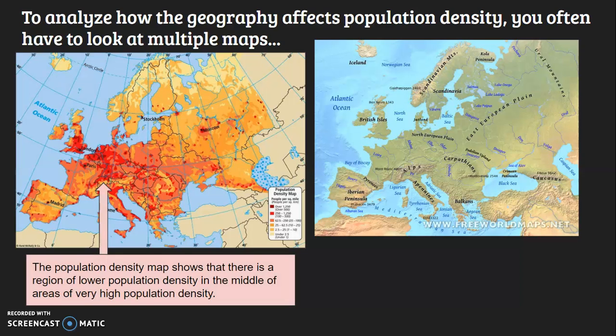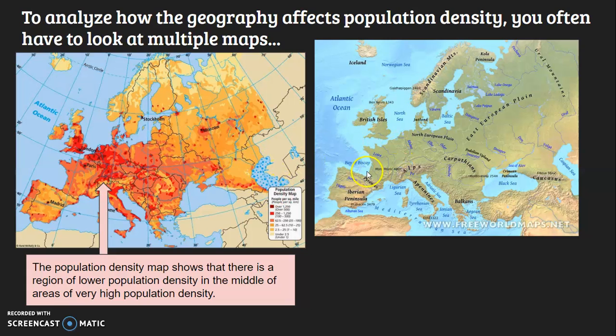So let's look at one more example. If you looked at this area in Europe, you notice that most of this part is red, but there is a region of lower population density in the middle of the red. In other words, it's like orange, lighter yellow color here. So once again, you might be wondering why. Why suddenly are there not as many people living in this part of Europe?